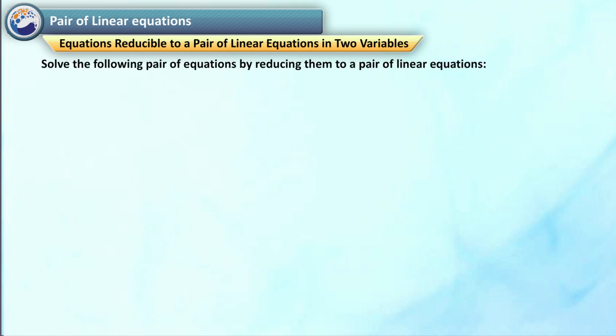Equations reducible to a pair of linear equations in two variables. Solve the following pair of equations by reducing them to a pair of linear equations. 5 upon x minus 1 plus 1 upon y minus 2 is equal to 2. 6 upon x minus 1 minus 3 upon y minus 2 is equal to 1.